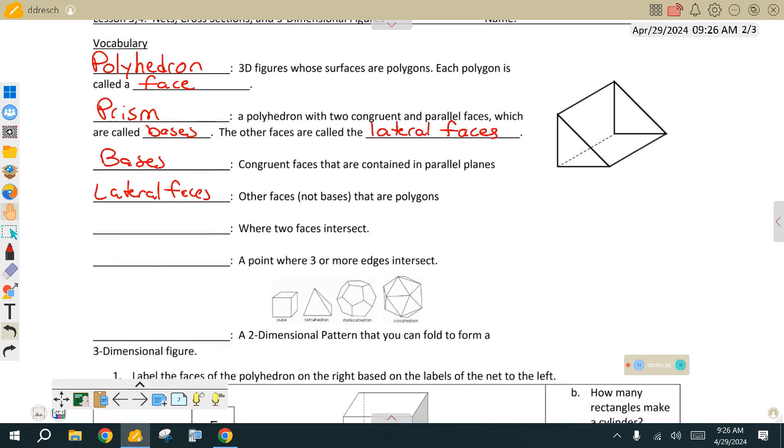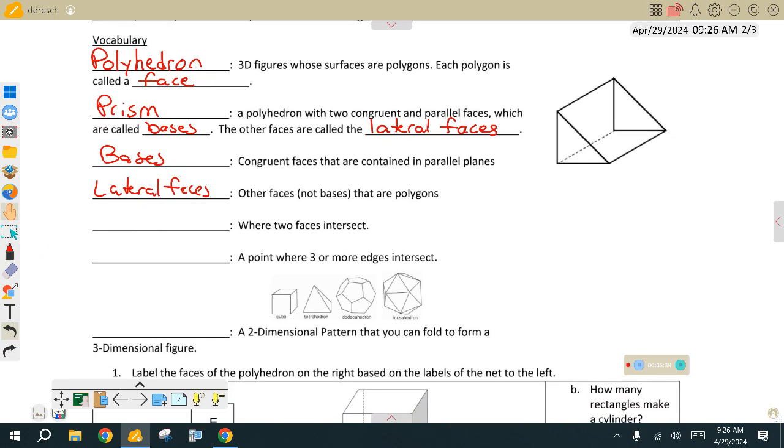Okay. Now, where two faces intersect. So if I take here, where a face, doesn't matter what type of face it is, a lateral face or a base. Okay, where a face and a face intersect, right here, or a lateral face with a base, right there, we call those our edges. Yep. We call those our edges.